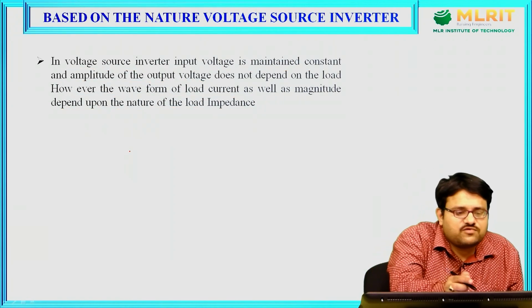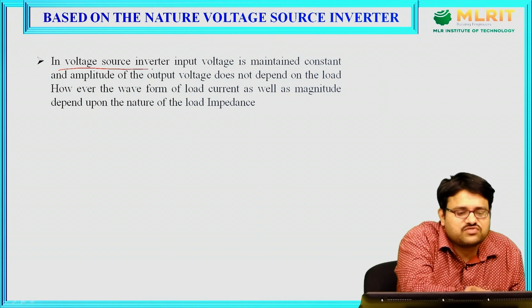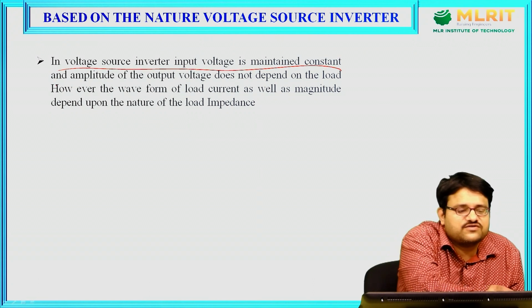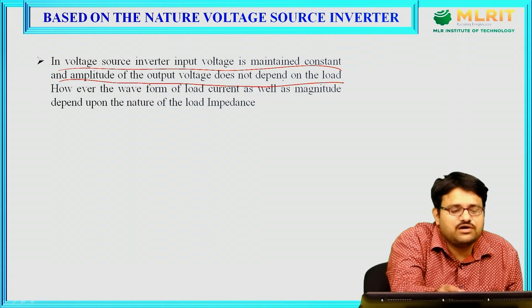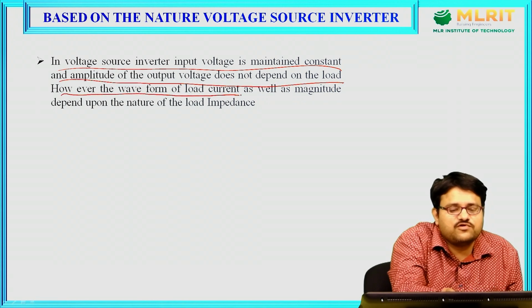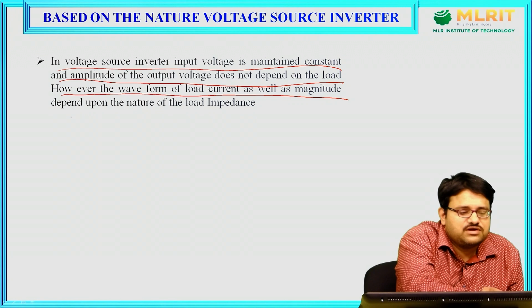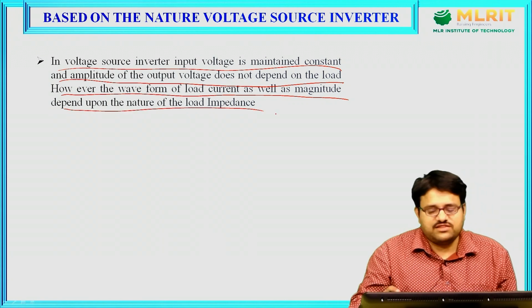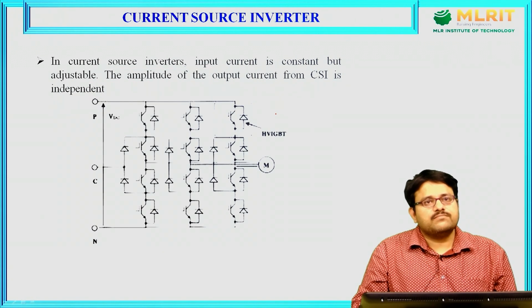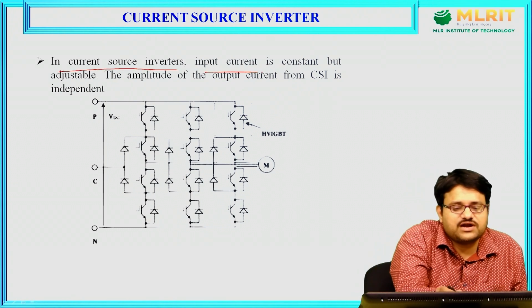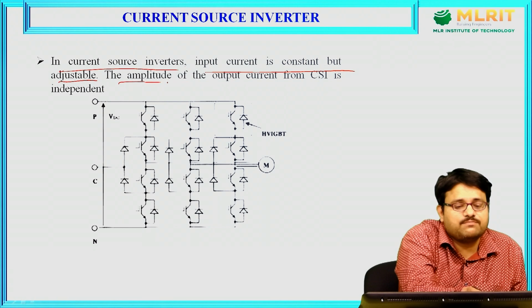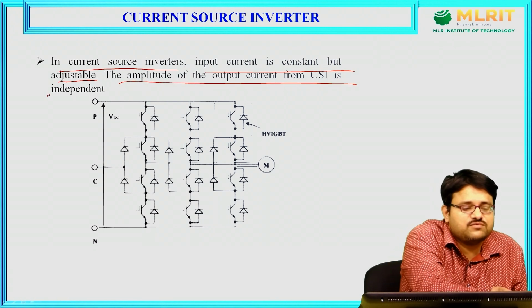Based on the nature of the source, voltage source inverter: in a voltage source inverter, input voltage is maintained constant and the amplitude of the output voltage does not depend on the load. However, the waveform of load current as well as its magnitude depend upon the nature of the load impedance. Current source inverter: in current source inverters, input current is constant but adjustable. The amplitude of the output current from a current source inverter is independent of the load.